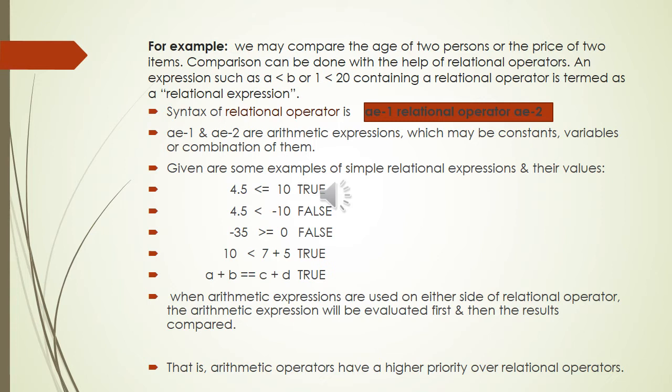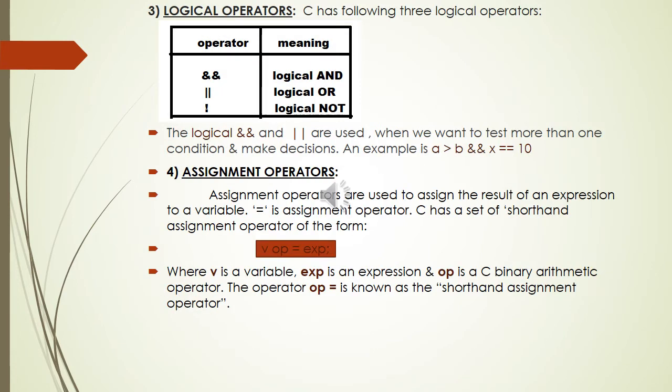When arithmetic expressions are used on either side of the relational operator, the arithmetic expression will be evaluated first and then the result is compared. For example, here a plus b, it will calculate the number. For example, a is 2 and b is 2, a plus b is 4, which is equal to c plus d. If the values of c and d are 2 and 2, then only this statement will be true. That is, arithmetic operators have a higher priority over relational operators.